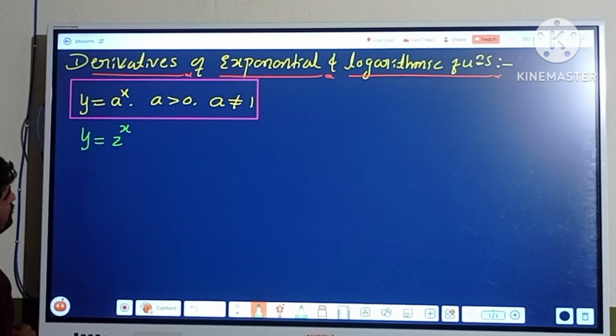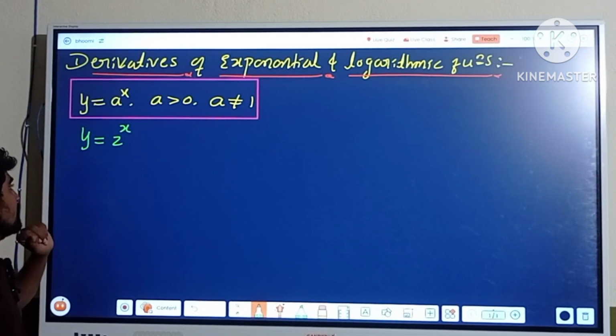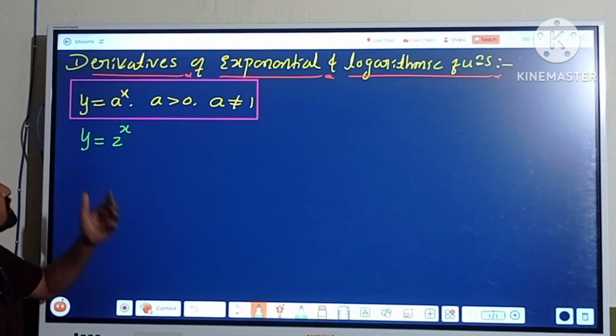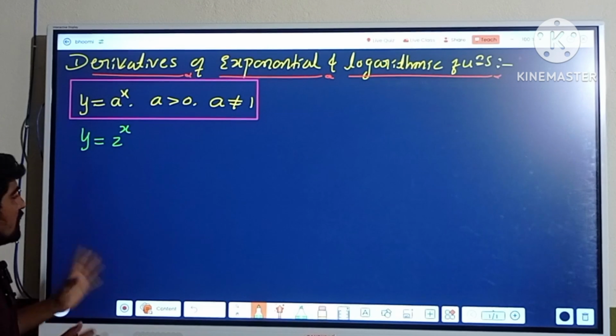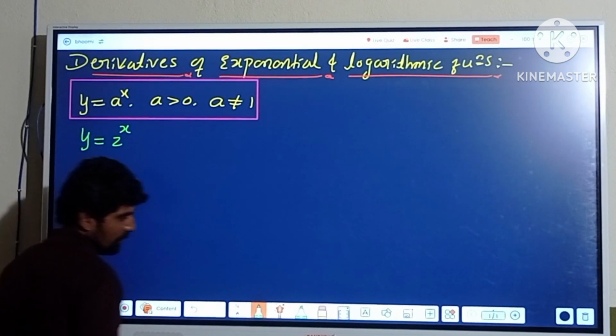Here in this function, what is the domain of this function? What is the range of this function? To understand the domain and range of this exponential function, let us draw the graph of this function.